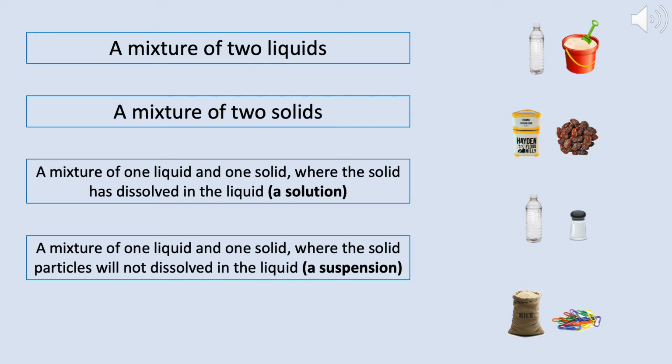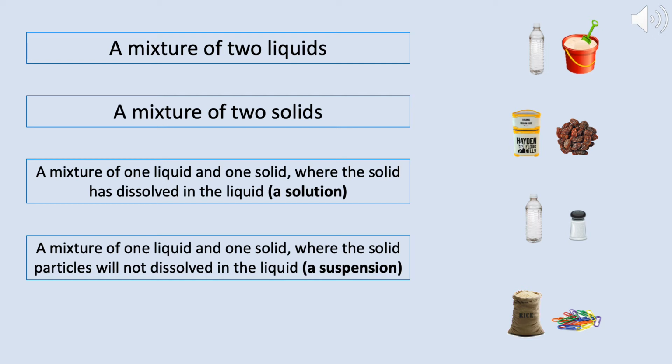The fourth one is called a suspension. And that's when there's a mixture of a liquid and a solid, but this time the solid is insoluble and the solid particles will not dissolve in the liquid. So in a solution, the solid has dissolved into the liquid. You probably won't be able to see the solid anymore because it's dissolved into the liquid. And in a suspension, the solid doesn't dissolve into the liquid.